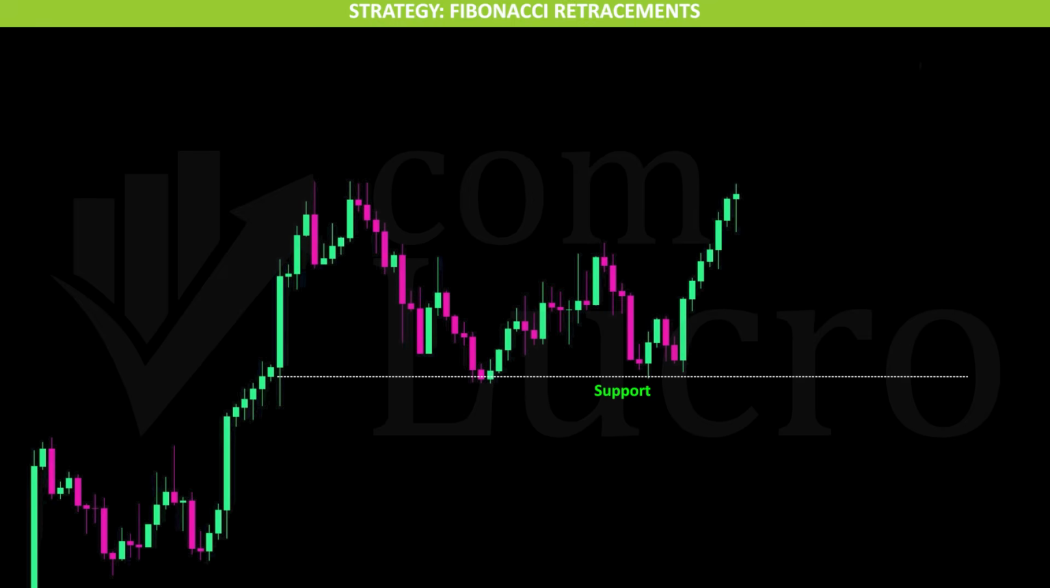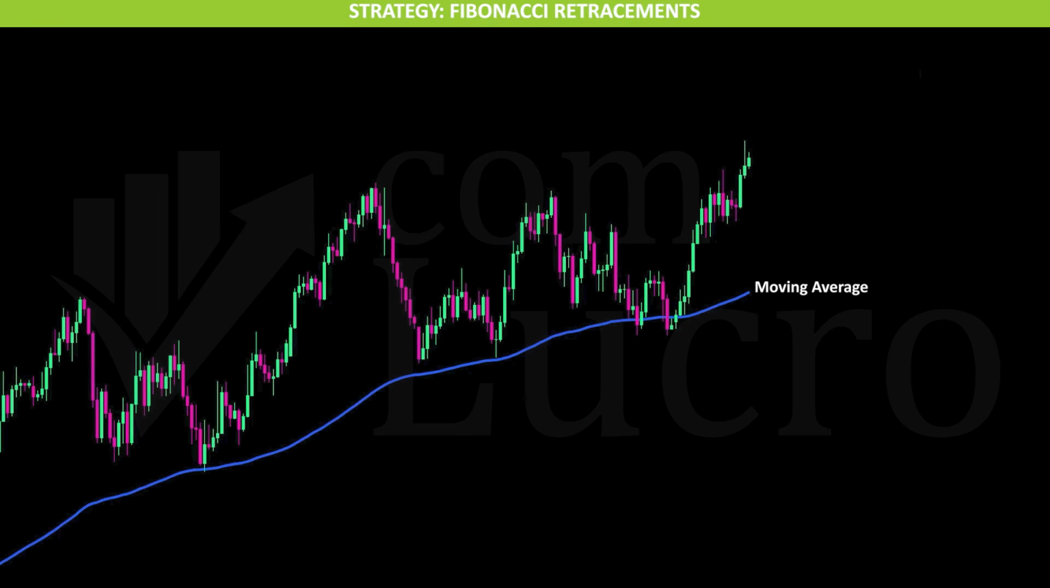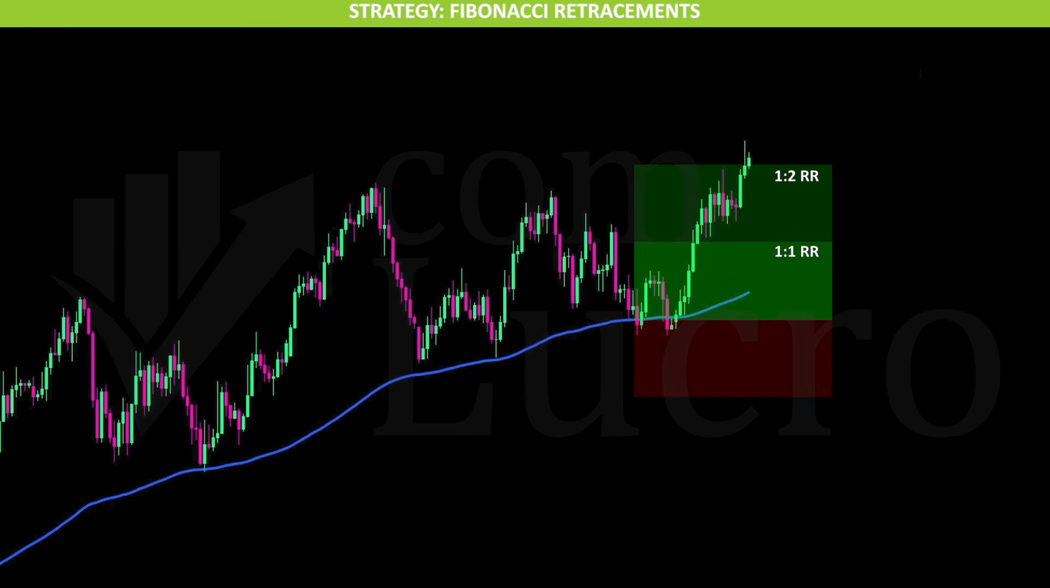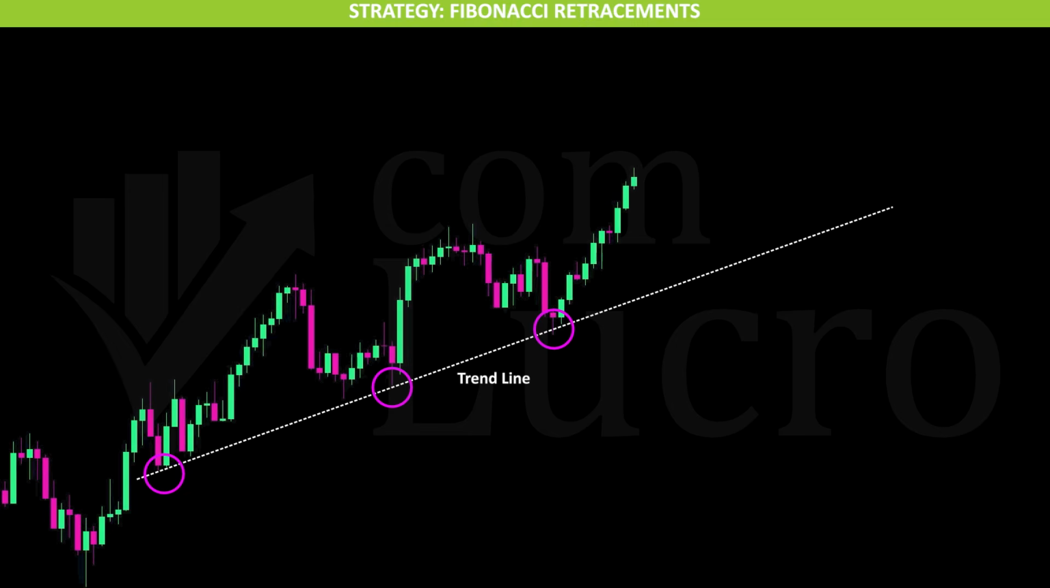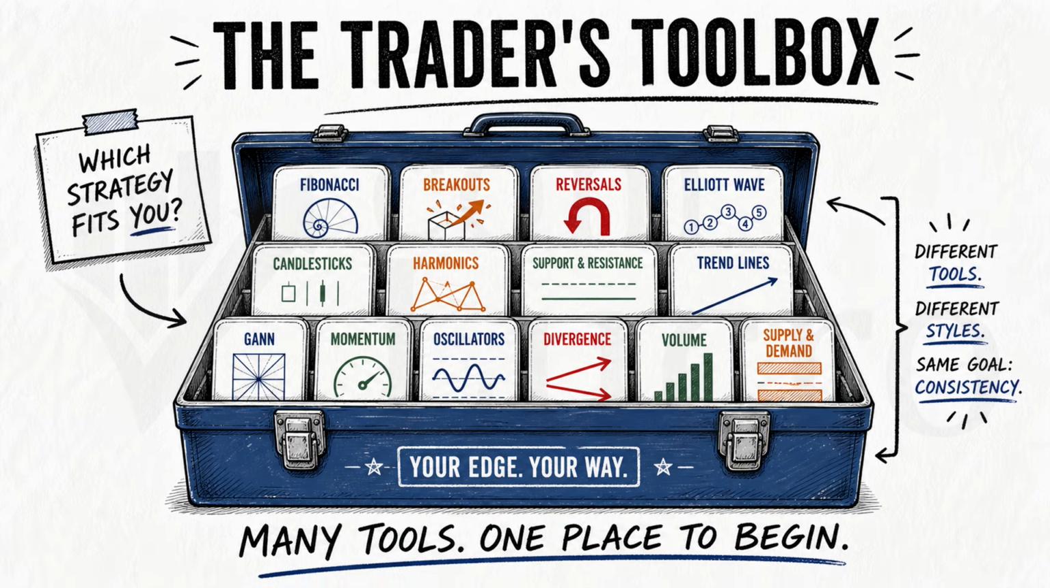Every trader gets to the same question sooner or later. Out of everything out there, which strategies actually work, and where do I begin? The good news is that there are many, and each one has something real to offer. Fibonacci retracements, breakout and reversal patterns, Elliott Wave, candlestick and harmonic patterns, support and resistance, trend lines, Gann angles, momentum indicators, oscillators, divergences, volume, and supply and demand.